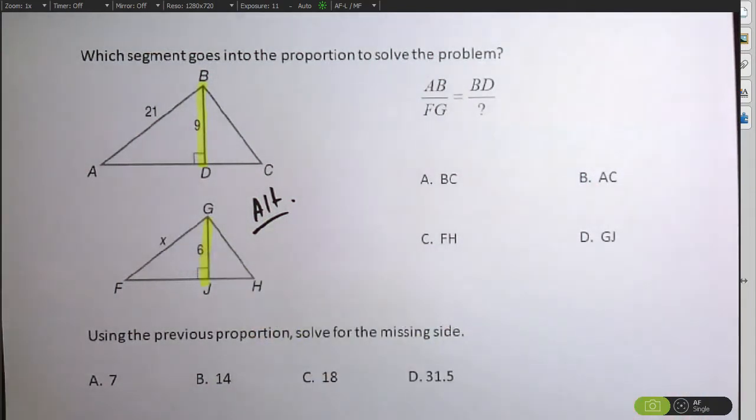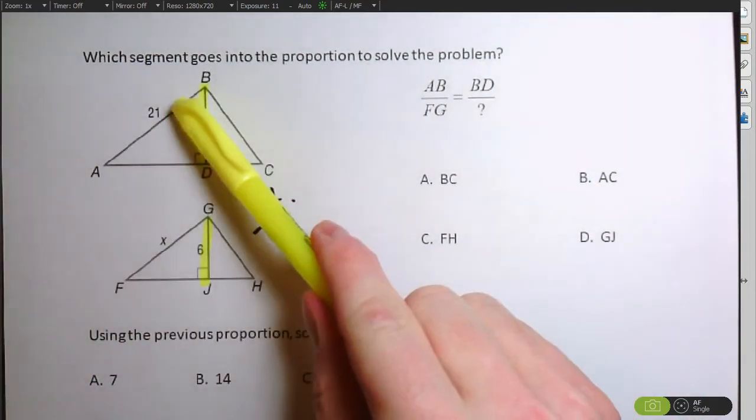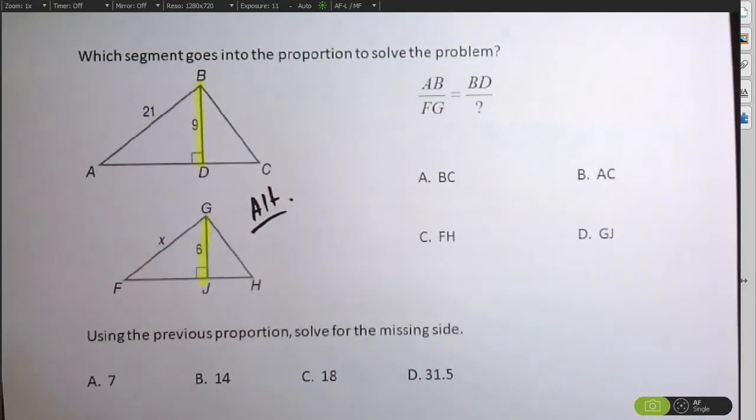So let's see what sides they correspond to begin with. They said AB corresponds with FG. Okay, so these two guys correspond.